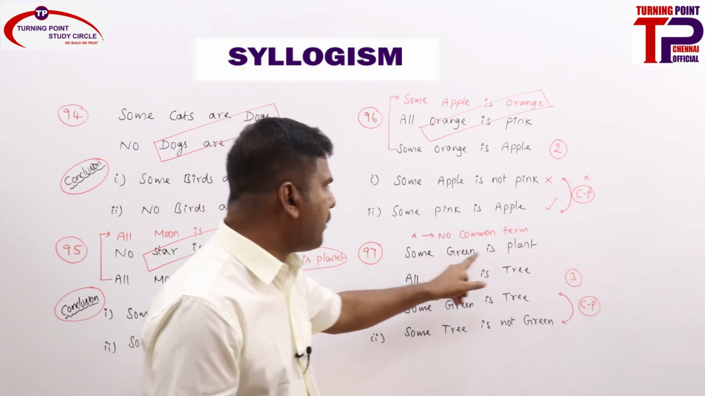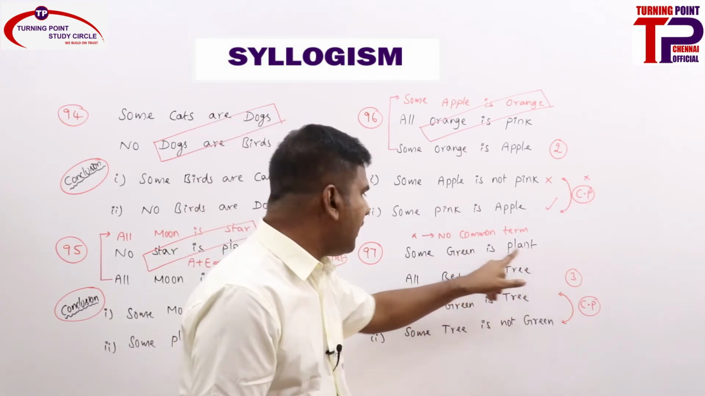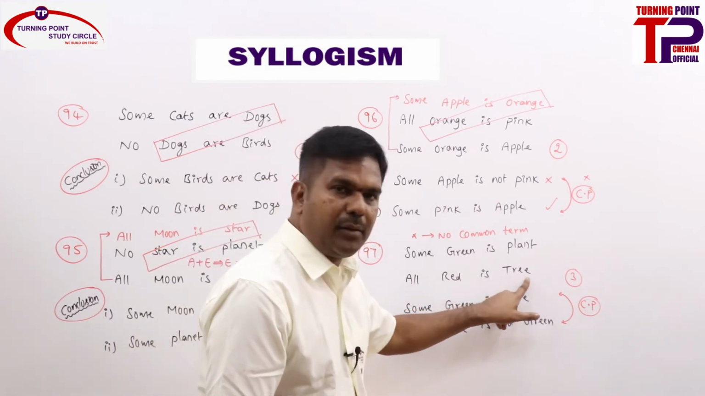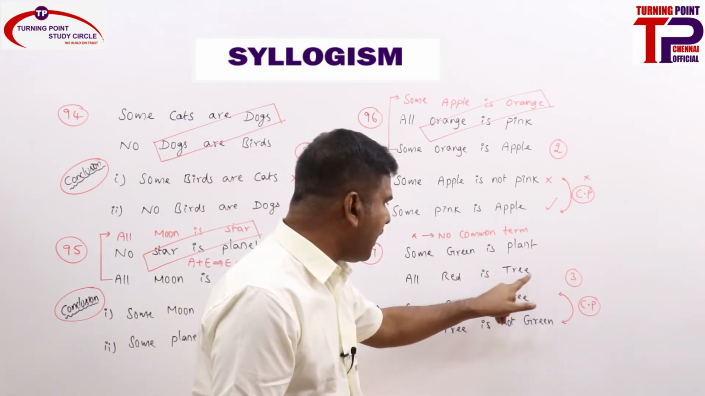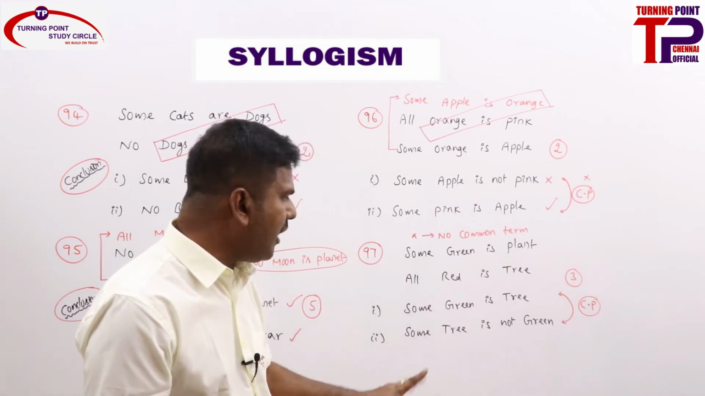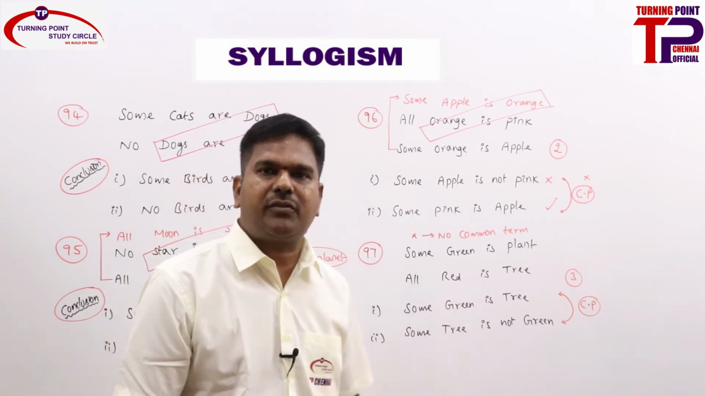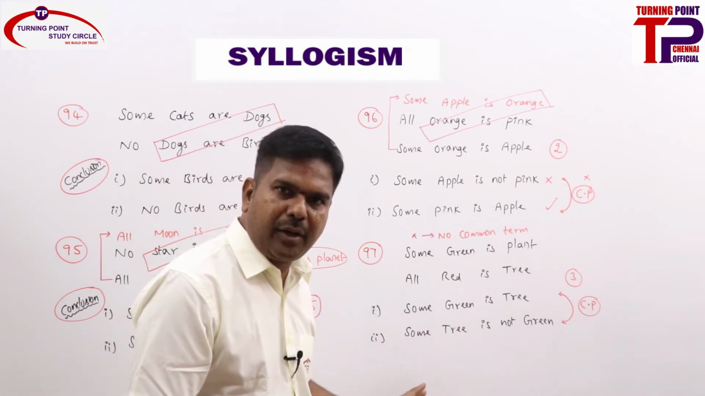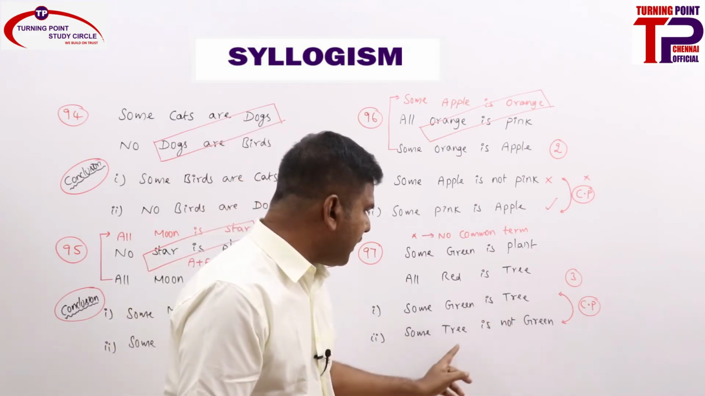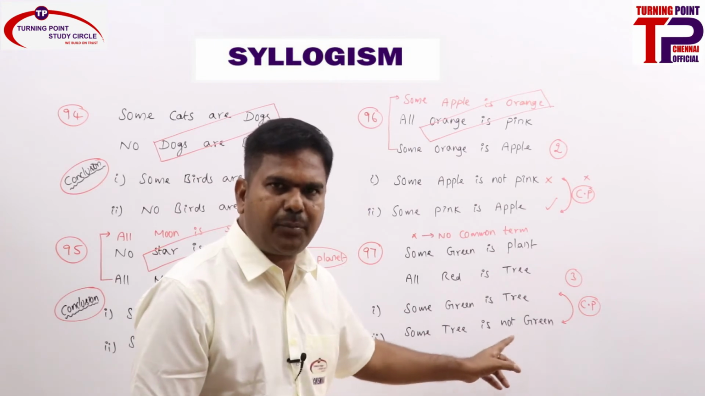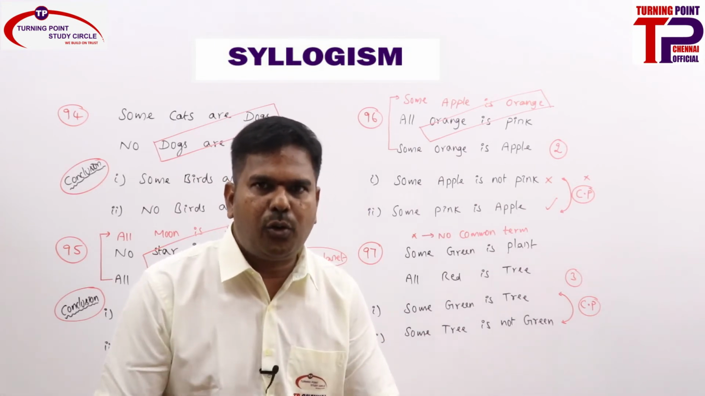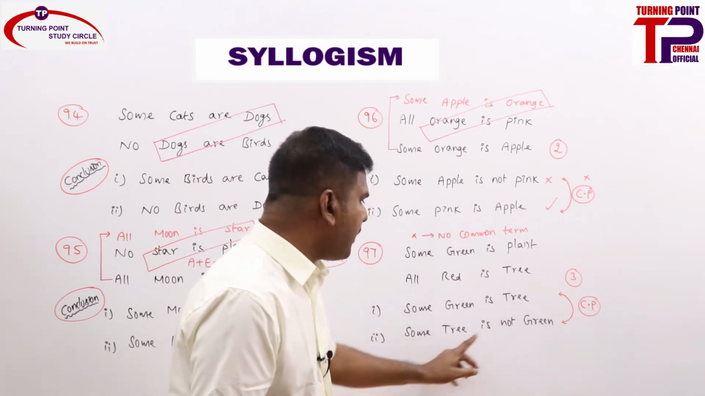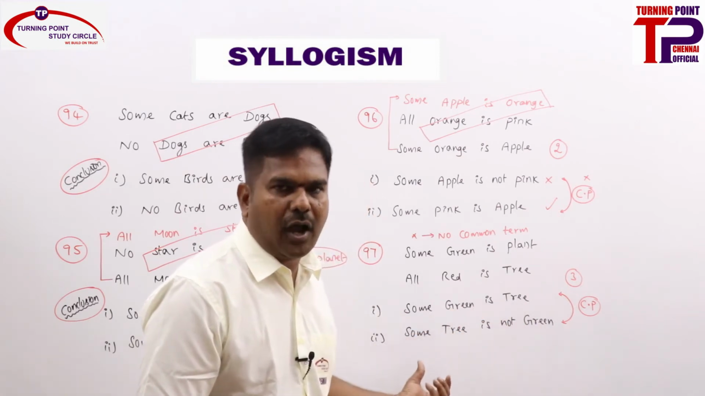Individual statements. Some green is plant can be converted as some plant is green. Is it being given? No. All red is tree can be converted as some red is tree or some tree is red. Is it being given? No. Finally, we need to check for complementary pair. IO pair is a complementary pair. Yes. Subject and predicate are the same. Of course, even if subject and predicate are interchanged, there is no difference for the IE pair and IO pair, right? Some green is tree, some tree is not green. So it's a complementary pair.